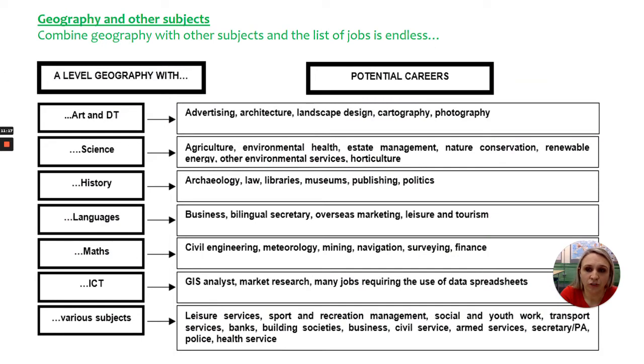Geography is also really useful when you combine it with other subjects. So I've included a list of subjects on here, and the list of jobs is endless. We've got, for example, with art and DT, you can go into architecture. With science, you might go into renewable energy. With history, you might go into law. With maths, civil engineering. So there's various subjects at the bottom as well. You can go into sport and recreation, the armed services. The idea is that because geography has those transferable skills, it will keep your job options open if you're not sure what you want to do.